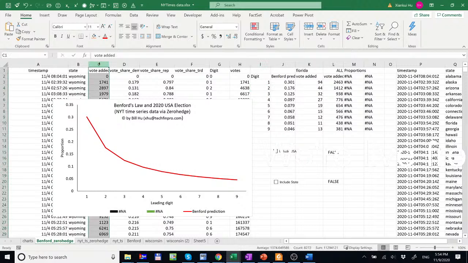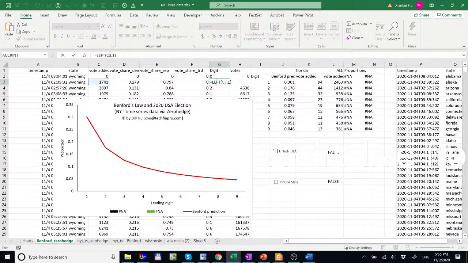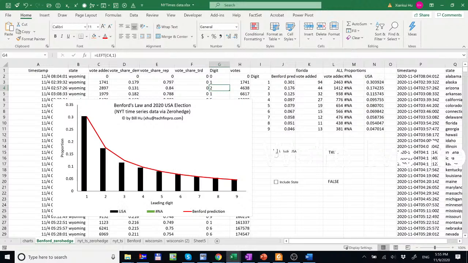For the votes added in each interval, I extracted the left digit, the leftmost one digit, okay? And then I counted the frequency for the whole US. And here we go. For the whole US, we can see that this black column chart fits quite well to Benford's law. So from here, we can tentatively conclude that the US voting record is pretty good. We don't observe widespread voting fraud here, at least based on the Benford's law analysis for the whole country.